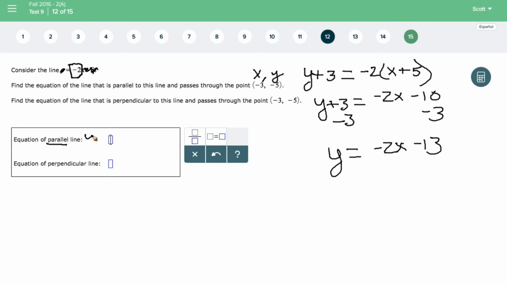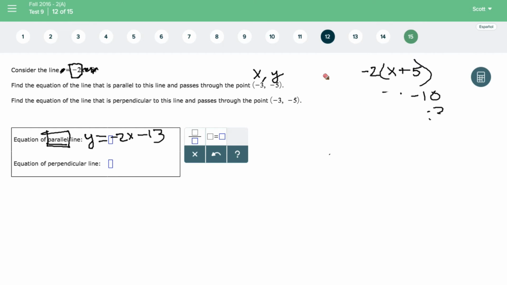And that's our parallel line. Y equals negative 2x and minus 13. Again, make sure you're putting it in the right spot. Perpendicular, we got to first find the slope.